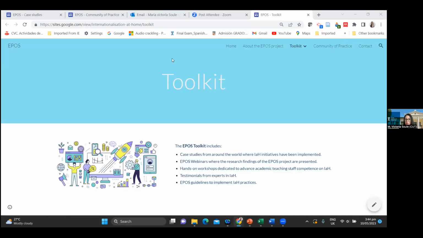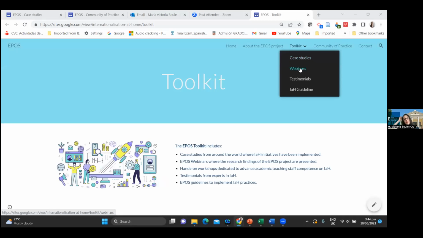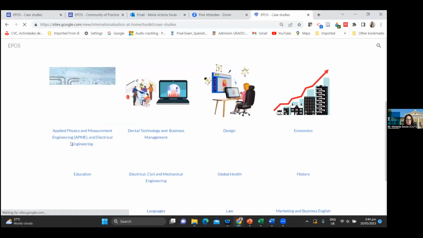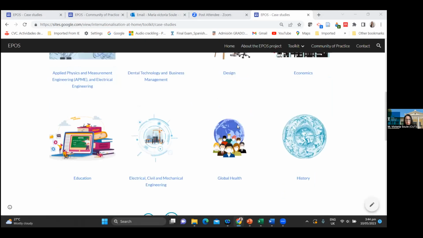Here is the toolkit. And if you scroll down here, you have, for example, the case studies, information about different webinars, testimonials, where soon we will be uploading videos about experts talking about internationalization at home and its different modalities. And before the end of the project, there will be here as well an internationalization at home guideline. Let me show you a little bit about the different case studies that you can see here. For example, you have the ones that we saw today, but there are more.